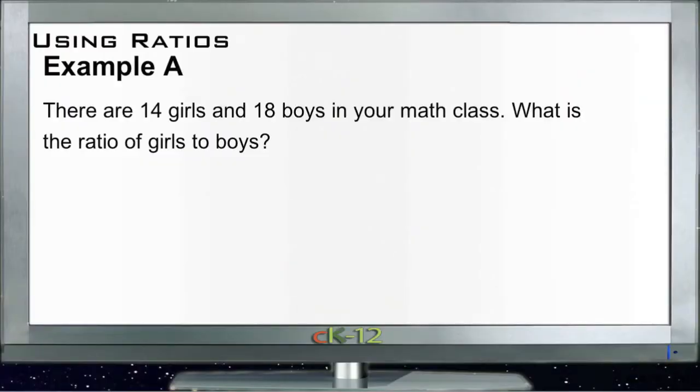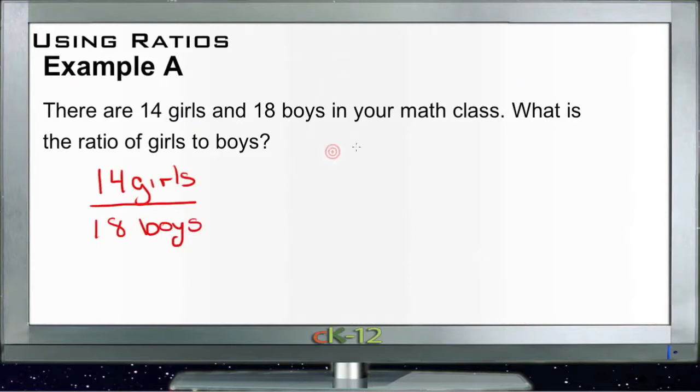Okay, here are the example questions for using ratios. Example A says there are 14 girls and 18 boys in your math class and wants to know what the ratio of girls to boys is. So we need to just write out our sort of fraction here. We know that there are 14 girls and there are 18 boys.